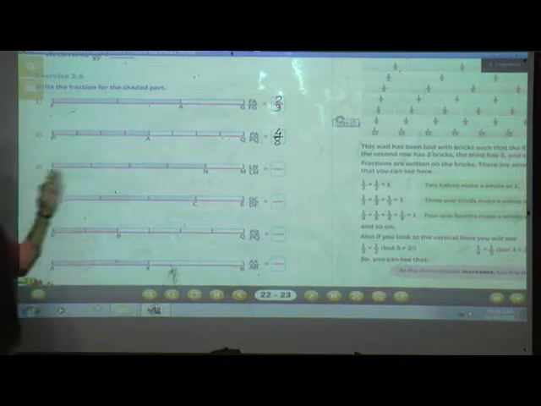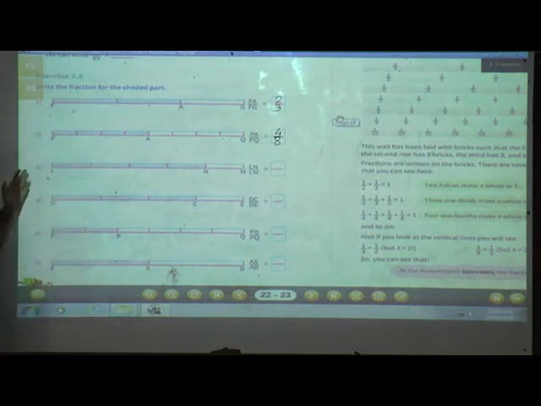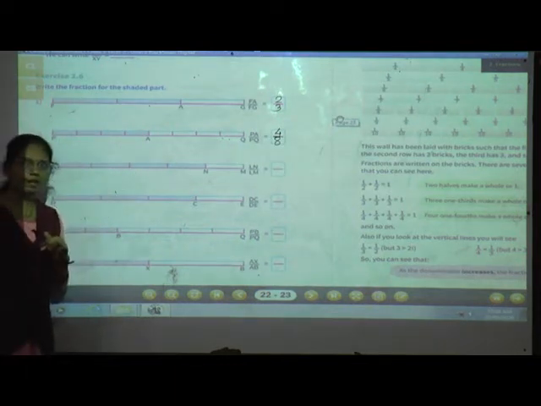Then third one. Now see, this is LM. LM is equal to what? LM is divided into how many parts?